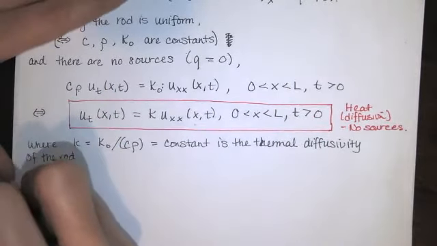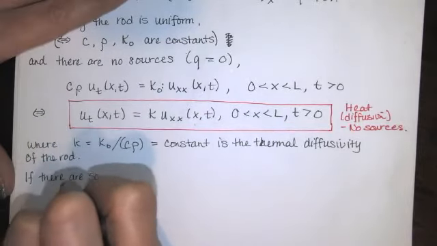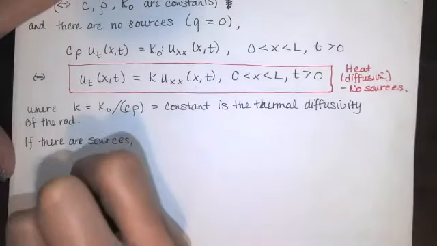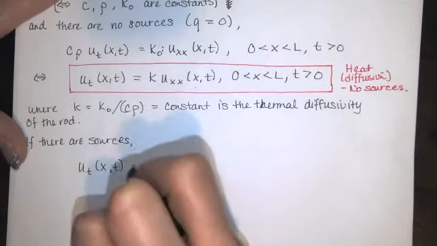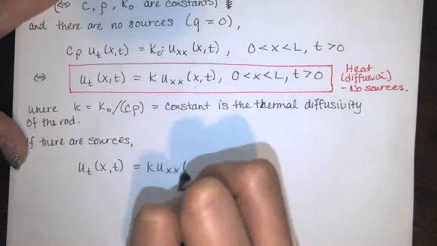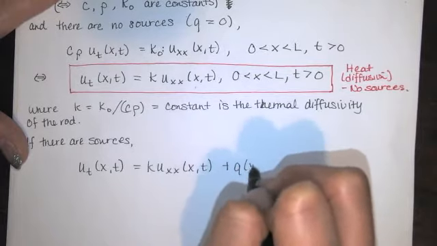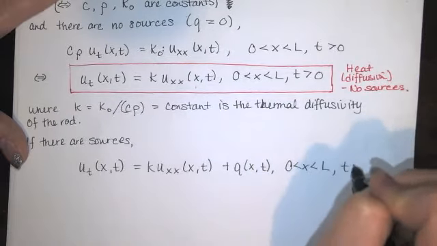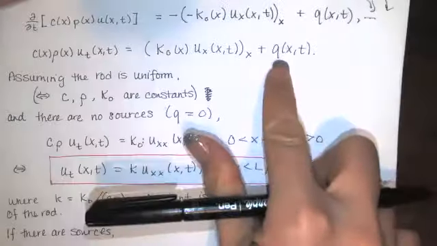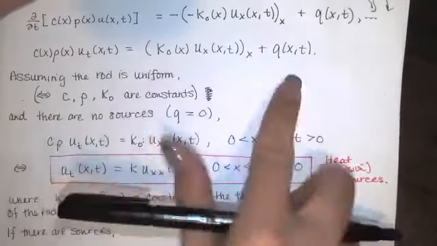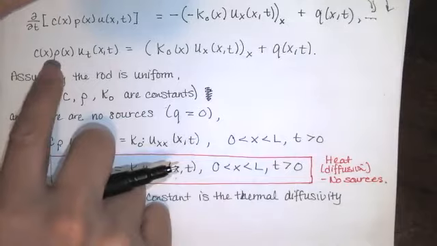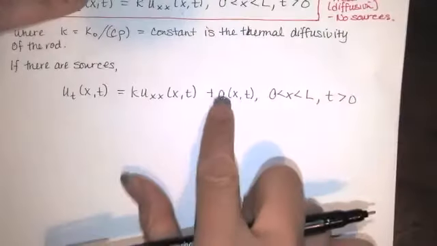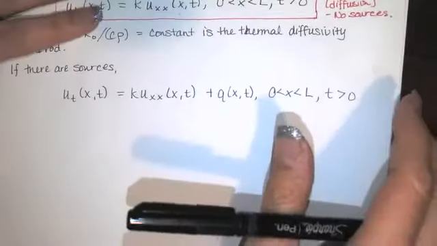Now, if there are sources, then we could represent the partial differential equation this way. Just add a term for the sources. Now, this Q of x and t is not the same as the earlier Q of x and t, because if I divide both sides of this differential equation by c times rho, where c and rho are constants, we're going to have a 1 over c times rho times this source function. This source function already includes that 1 over c times rho.